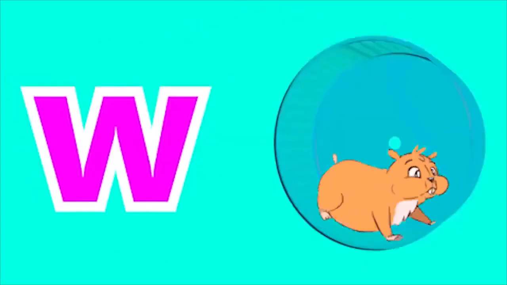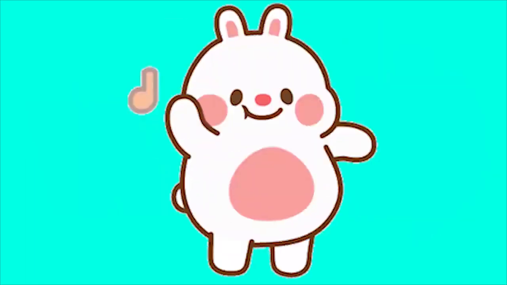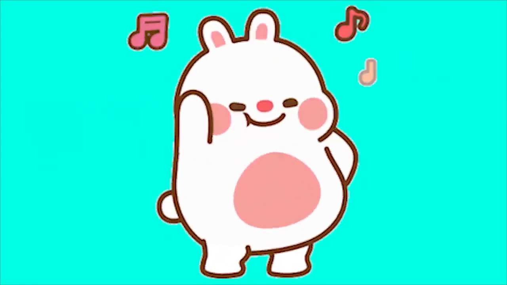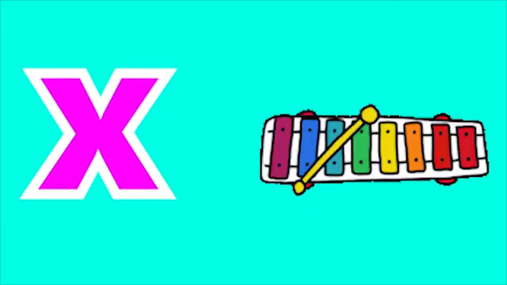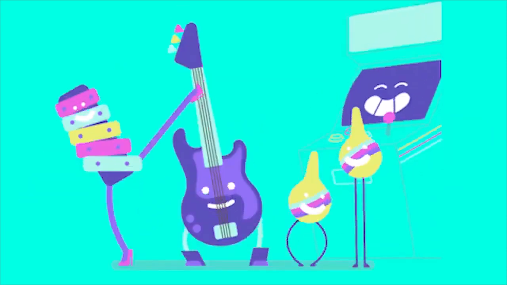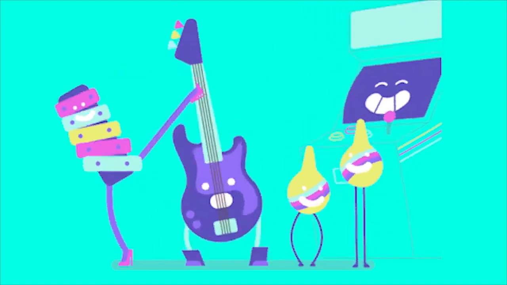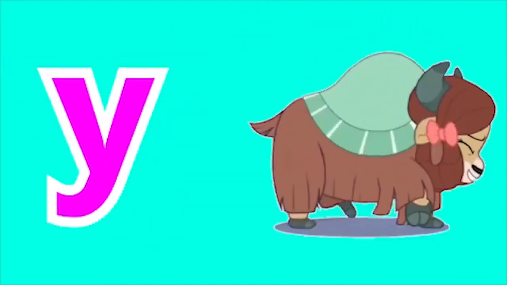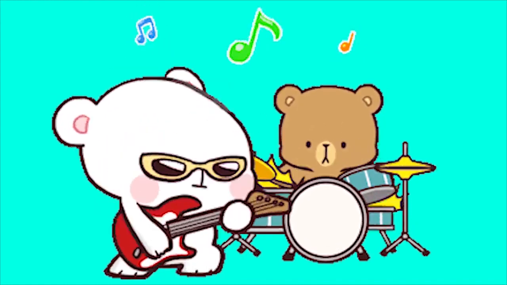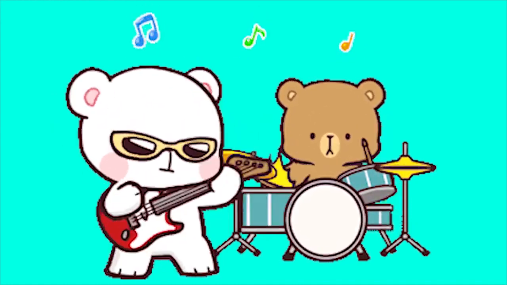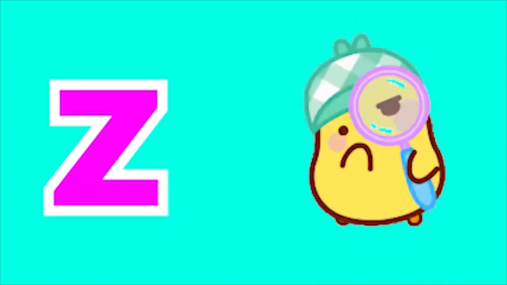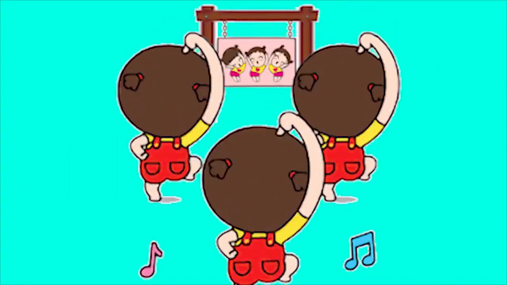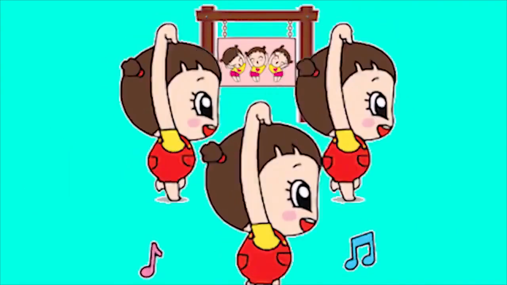W for window and W for wheel. X for Xmas tree, X for xylophone. Y for yacht. Z for zebra and Z for zoo.